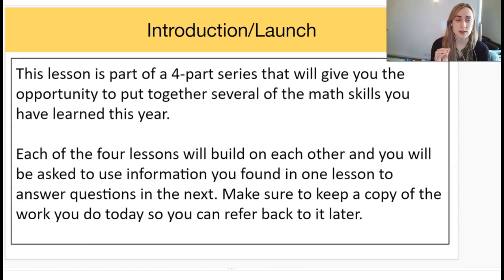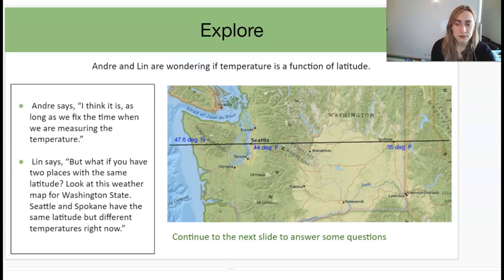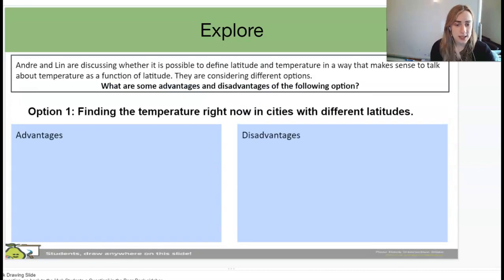So it's not that we've cut out anything that we looked at on the Open Up Resources site, it's just been combined together. So you can see this lesson is activity 1, where we talk about what are the factors or variables that could influence outside temperature. And then they also move into this idea of is a function an appropriate model through the lens of 2 different students' thinking. So they hear these 2 claims. We talk about the advantages and disadvantages of using a function.